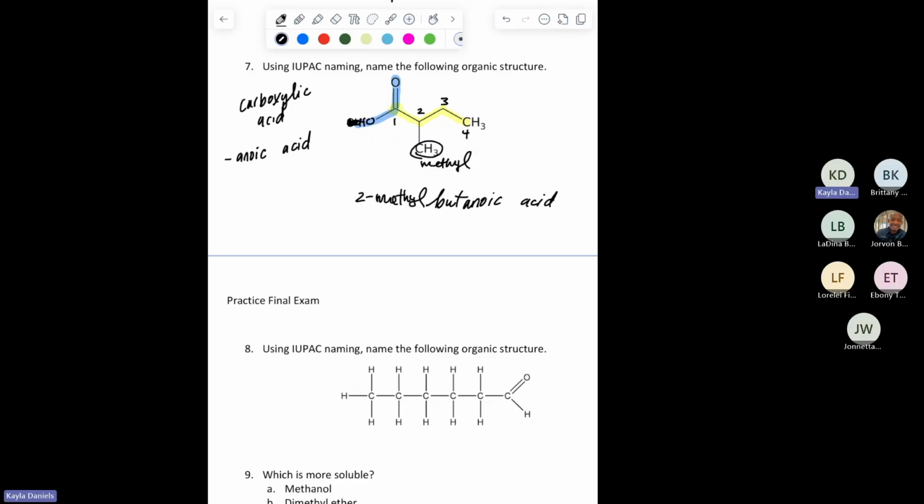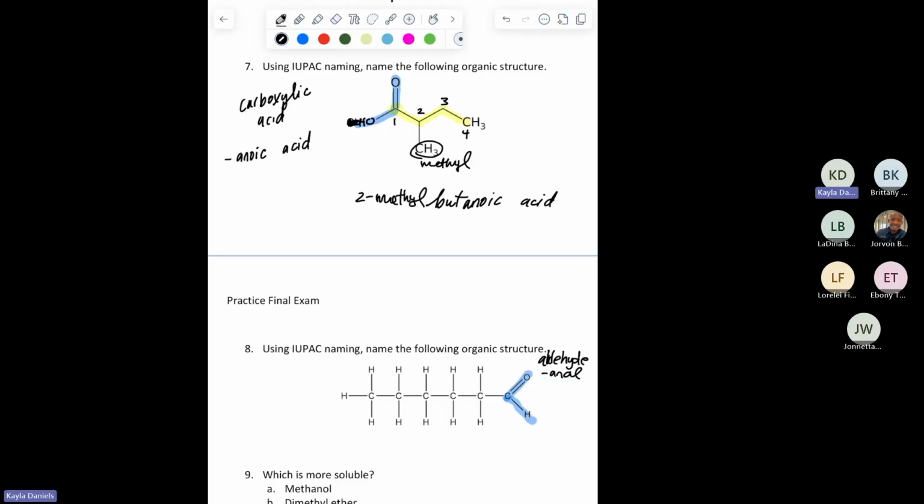All right, 8 here, same steps. We want to identify that functional group. I see a C double bonded to an O at the end of the chain. I see that with that H here. So this is an aldehyde. It has the ending -anal.